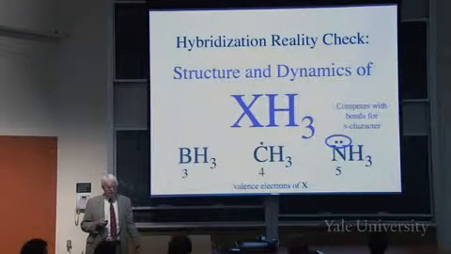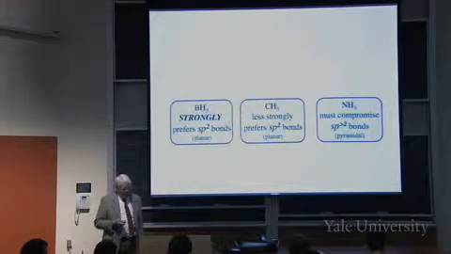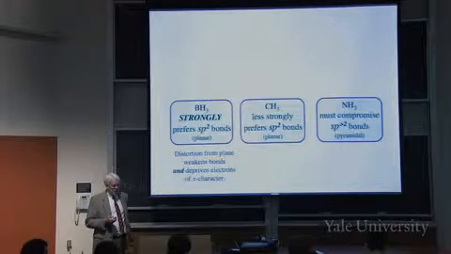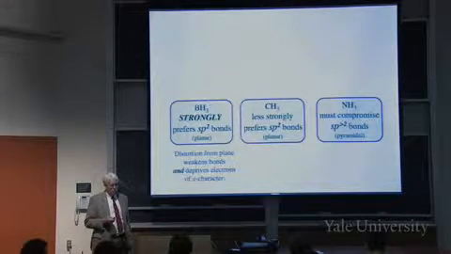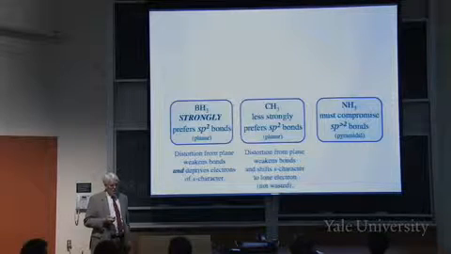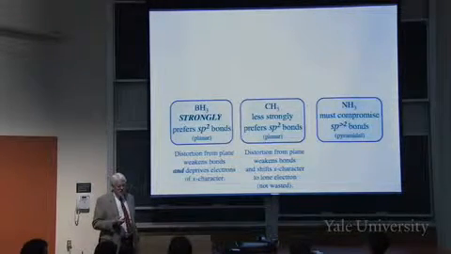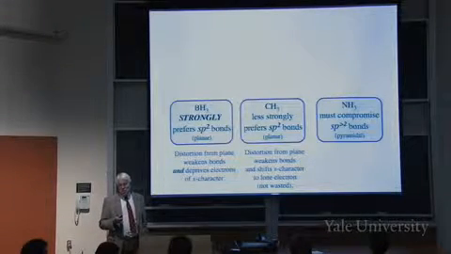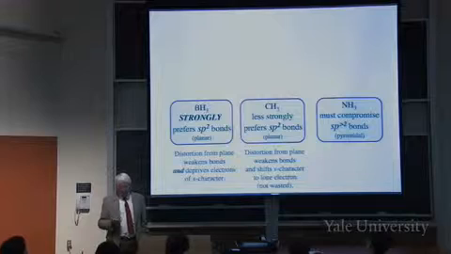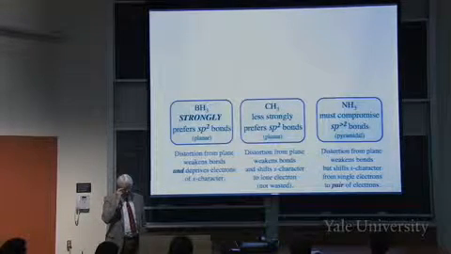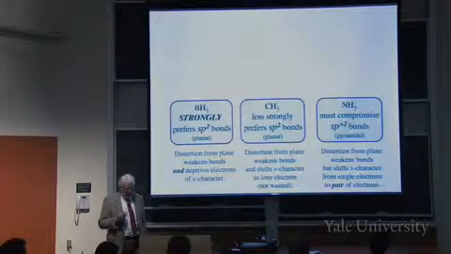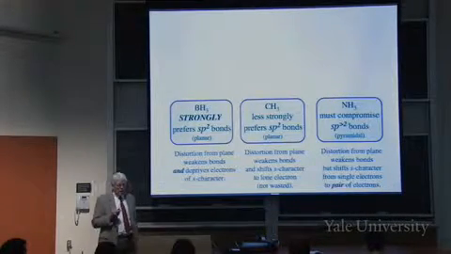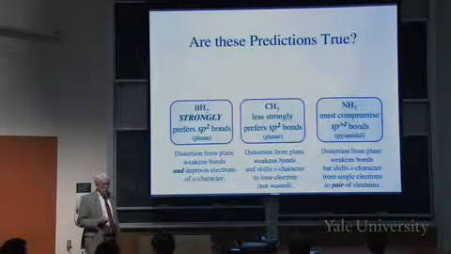Now, how do we know? There's our prediction. In BH3, distortion from the plane will weaken the bonds and deprive the electrons of s character, so it doesn't want to bend. In CH3, distortion from the plane weakens the bonds, but it shifts s character to the lone electron, where at least it's not wasted, because there is at least an electron there. And in NH3, it weakens the bonds, but it shifts s character from single electrons to a pair of electrons, which is something good. Okay, so are these predictions true?